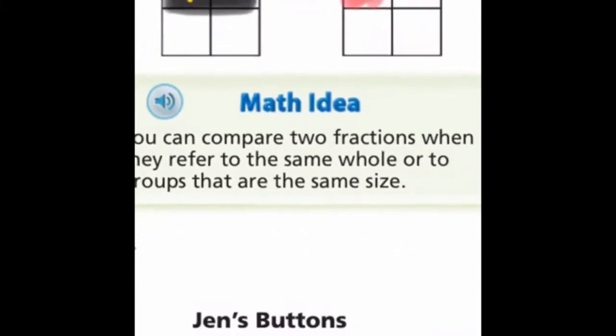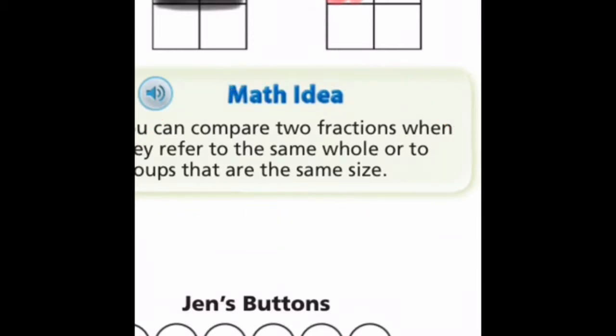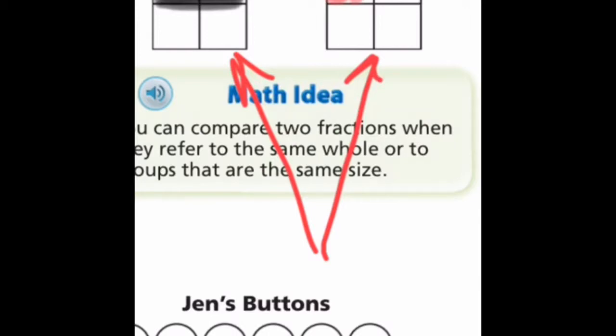All right, let's look at the math idea right here real quick. It says you can compare two fractions when they refer to the same whole or to groups that are the same size. And again, Jeremy's and Christina's both did that. They both had fourths, okay? They both had 4 blocks total, okay?